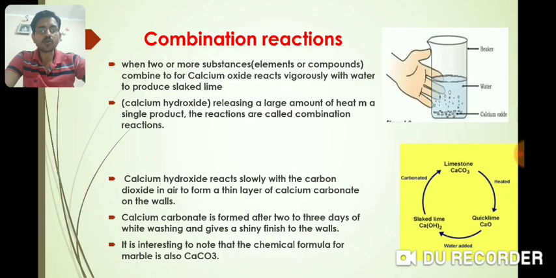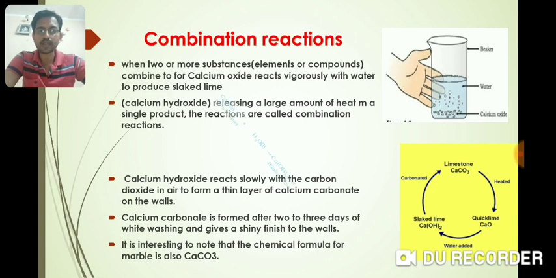Combination reactions are those reactions in which two or more reactants combine to form a single product. The combining reactants can be two elements or two compounds, or an element can also react with a compound, but the product is always one. Here we are taking the example of reaction of quicklime with water. Quicklime, chemically called calcium oxide, when reacts with water forms calcium hydroxide.